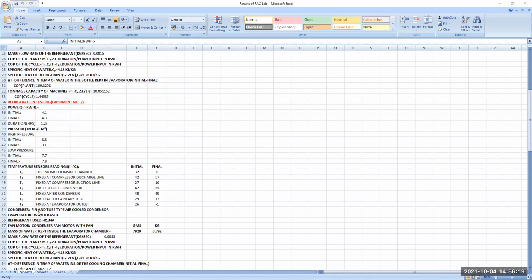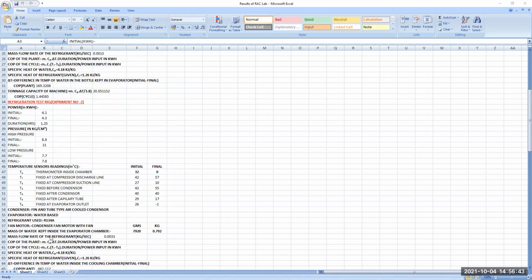Now the condenser is a thin tube type air-cooled condenser. The evaporator is water-based, and the refrigerant here is also R134A. The fan motor is a condenser fan motor, and the mass of water kept inside is only around 7.92 kg.